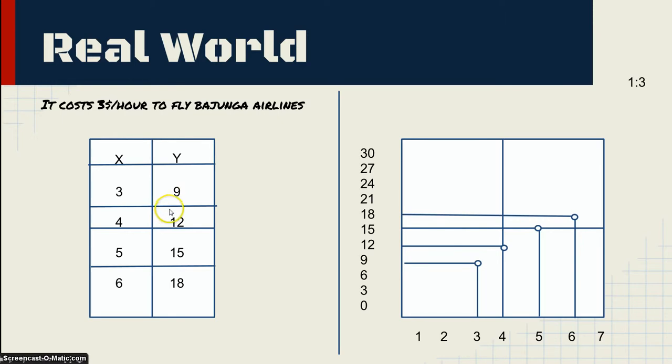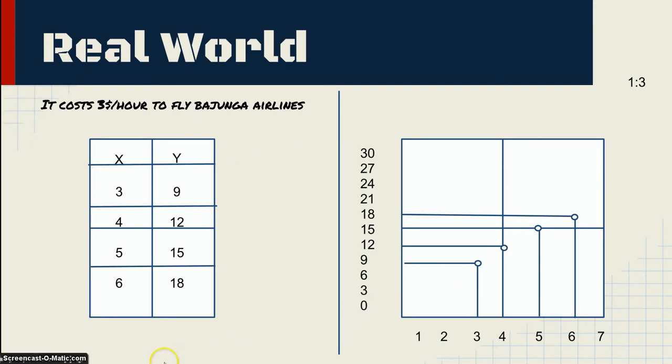Hello, this is a real-world example. It costs $3 an hour to fly on Bajunga Airlines. Here are the x and y versions for this. For every 1 hour that you fly on Bajunga Airlines, it's $3. So if you are on there for 3 hours, it is $9. If you're on there for 4 hours, it's $12. For 5, it's $15, and for 6, it is quite simply $18.